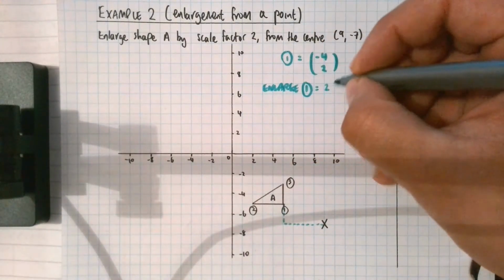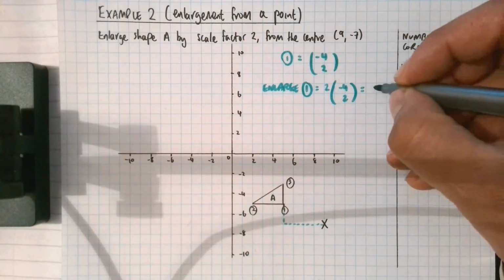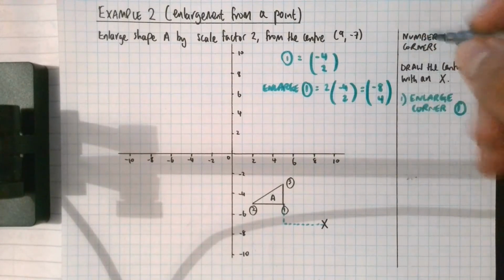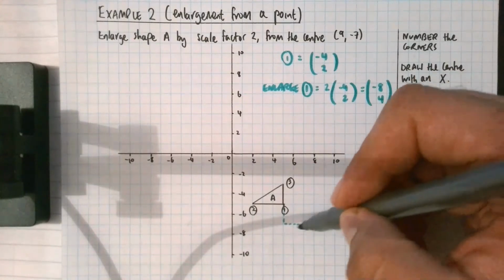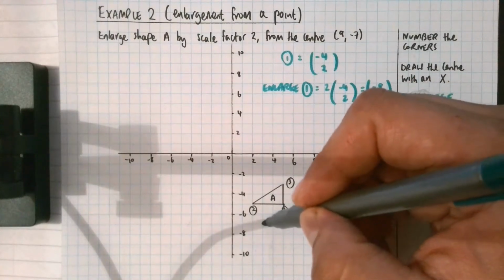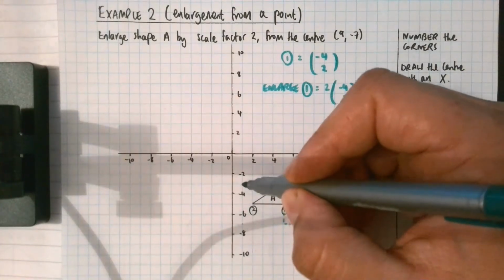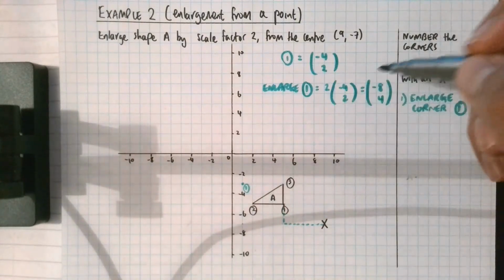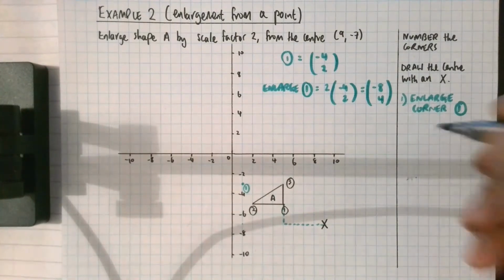We're going to enlarge it by the scale factor 2. So we're just going to scale it up, -4 and 2, and that's going to end up being -8 and 4. So I'm going to start from the center of enlargement, go 8 squares to the left, that's what the minus means, and then I'm going to go 4 squares up. And when I finish, I'm going to put a dot there, and I'm just going to write the number 1 to make sure I know that's corner number 1 that I've enlarged. And I'm going to repeat this process for all of the corners.